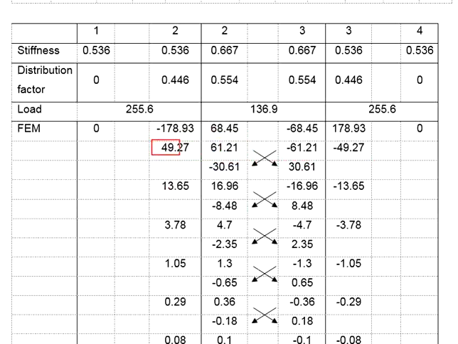Let's say this 49.27 shall be calculated on the basis of this distribution factor multiplied by the balance moment here. As for this 61.21, it will be the distribution factor multiplied by the balance of the fixed end moment. Same goes to the other side. And then start the distribution process.